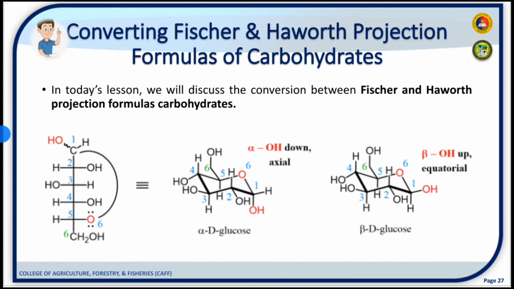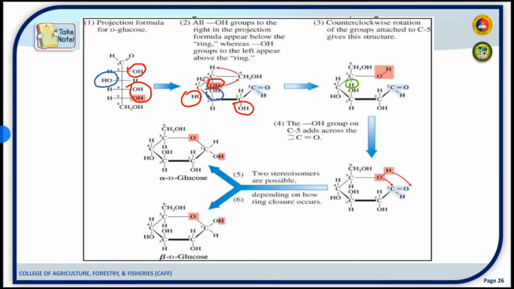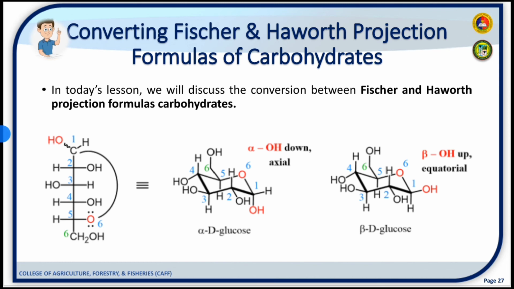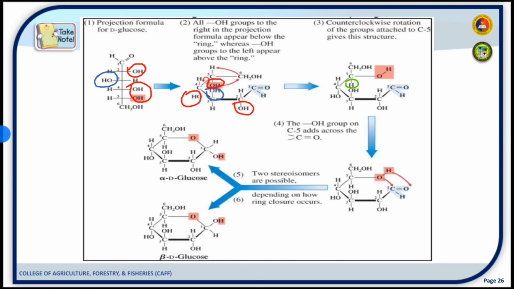So this is additional information on how we converted the Fischer projection into the Haworth projection from these rules or step-by-step process. You can read that by yourself later on, but I recommend this one since this is the step-by-step process already.